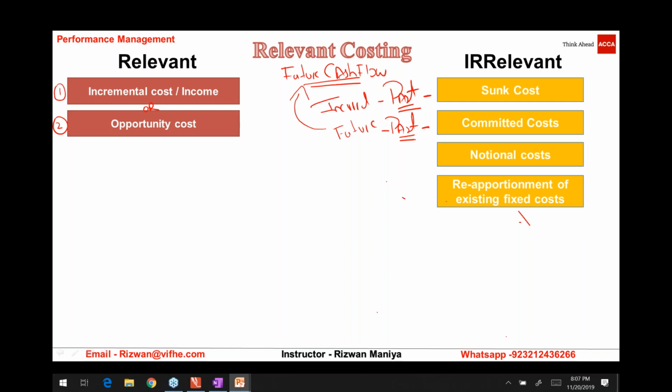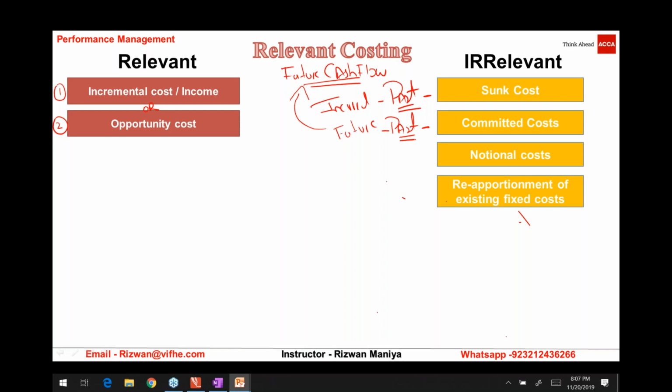Like, for example, a very good example is guaranteed minimum wage. We have guaranteed our labor that irrespective of whatever work we have in the future, we will pay you a certain amount. We haven't paid that certain amount yet, but the commitment to pay that certain amount has been done in the past. Even though we'll pay that in future, the commitment has been done in the past. So that guaranteed minimum wage is a best example of committed fixed cost.